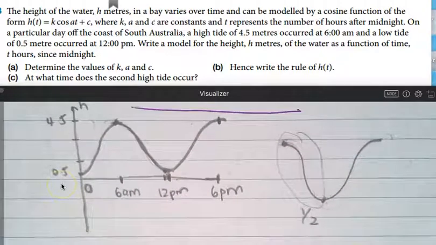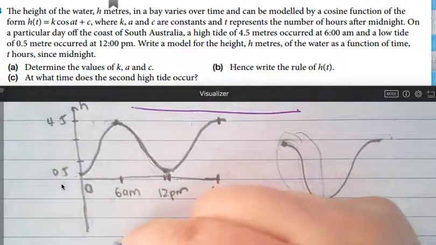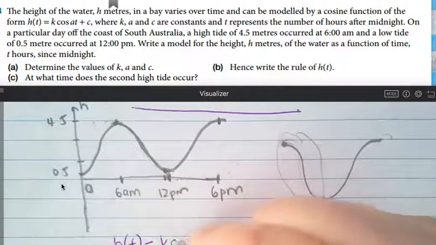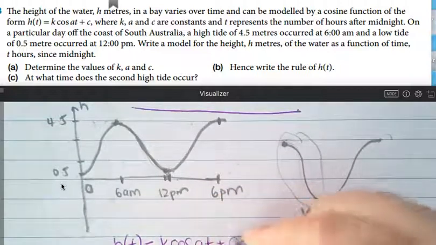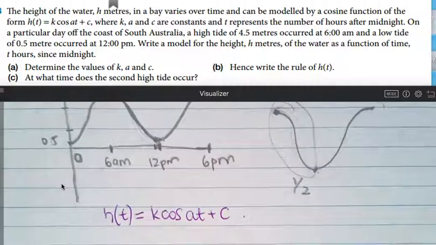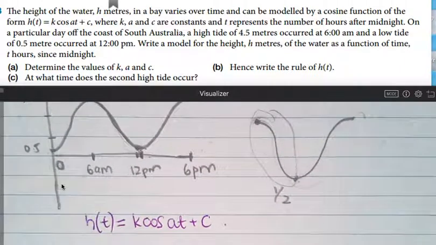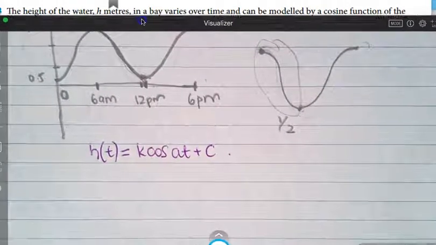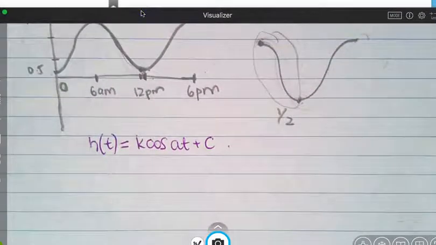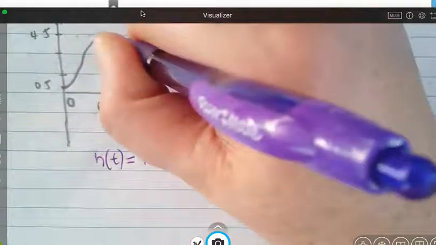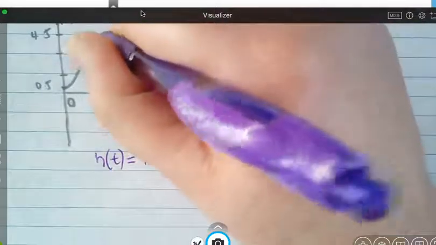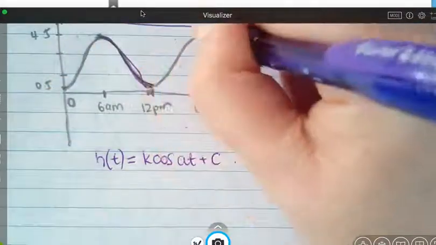So now it says that our curve is of the form h with respect to t is k cos AT plus C. So we've got to work out the values of K, A, and C. So I'm going to move this up. Okay, let's go. Now, remember, this was the original part of the curve that I drew. I then extended it back there, and I extended it up there.